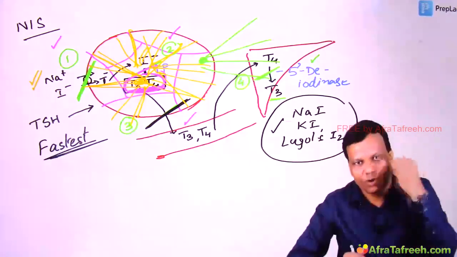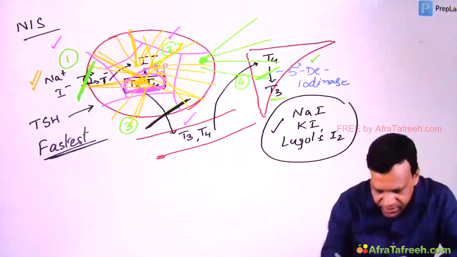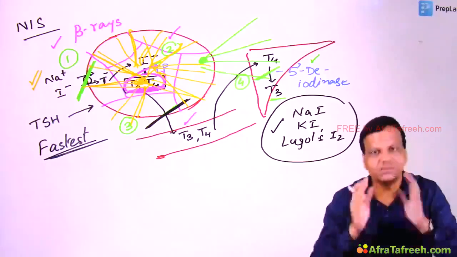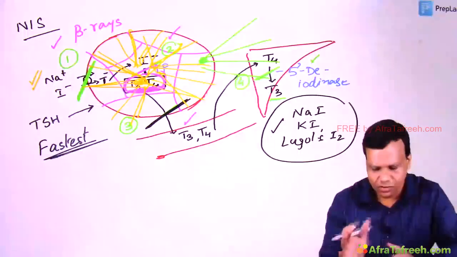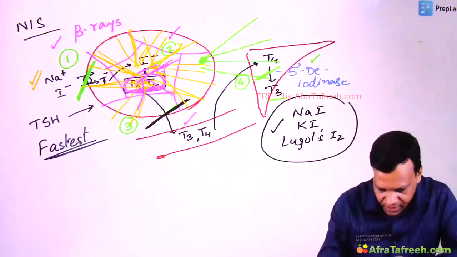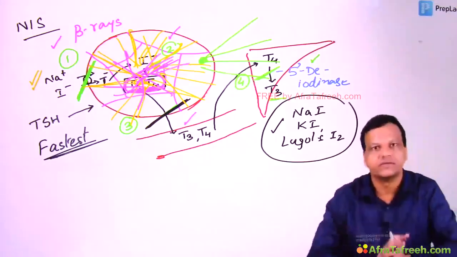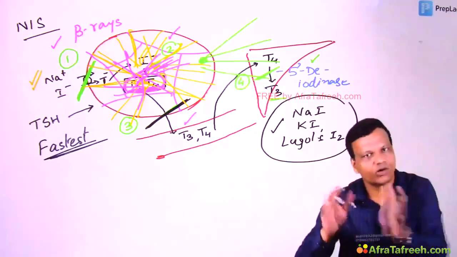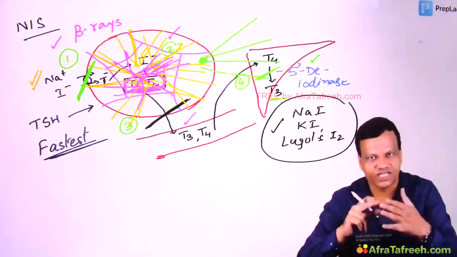And third and most important thing is, it mainly releases beta rays. These beta rays have low penetrating power, so that means they cannot go long distances. So they mainly affect the thyroid gland only. So we can use radioactive iodine but not other radioactive substances because of three reasons.